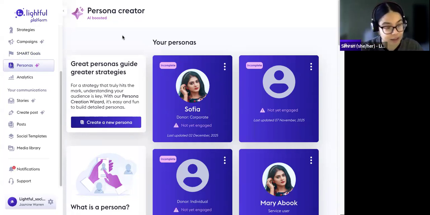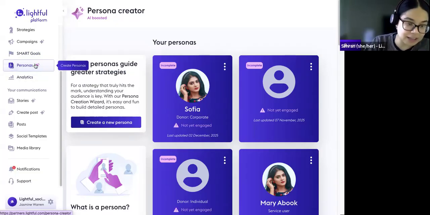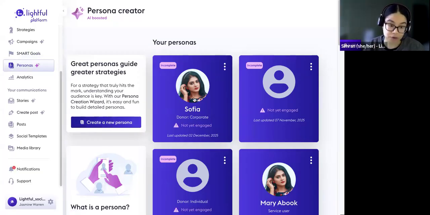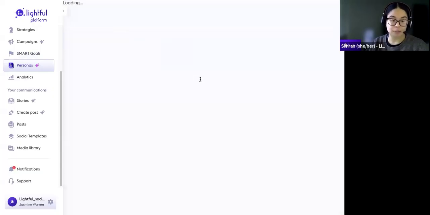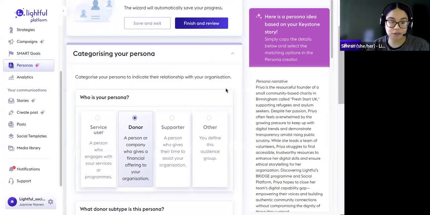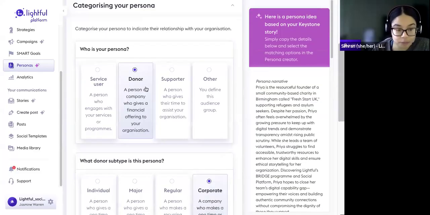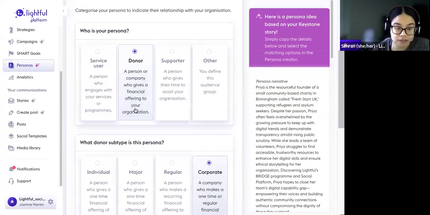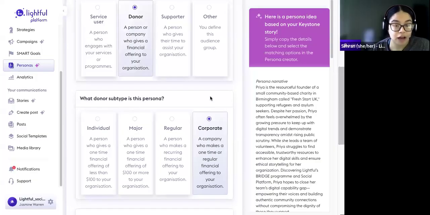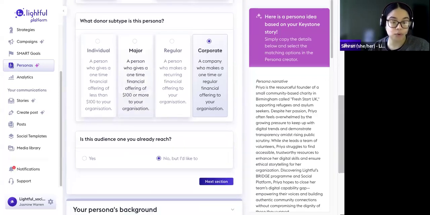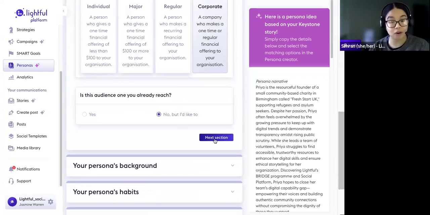So all you need to do is log into Lightful Platform. And then on the left-hand side, as you can see, it says personas. And then there we can see the option to create a new persona or to revisit one that we already have. And in this case, we have Sophia. So when you click on your persona, you can type in who your persona is. Are they a donor, service user, supporter, or other? And also what subtype, so it asks you to be more specific.